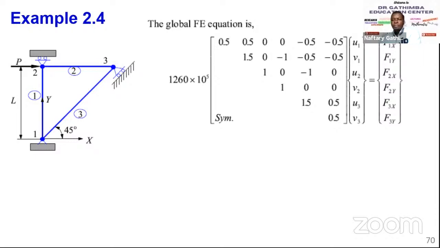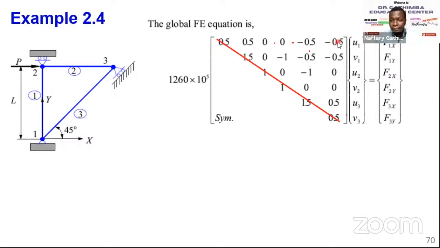And so far, if you have been keen, you could have realized that stiffness matrices are symmetrical. That is, from the main diagonal, whatever is on this side is the same as on this side. So it's symmetrical. So we have simplified that. It removes clutter in our work. It simplifies your punching of the calculator.